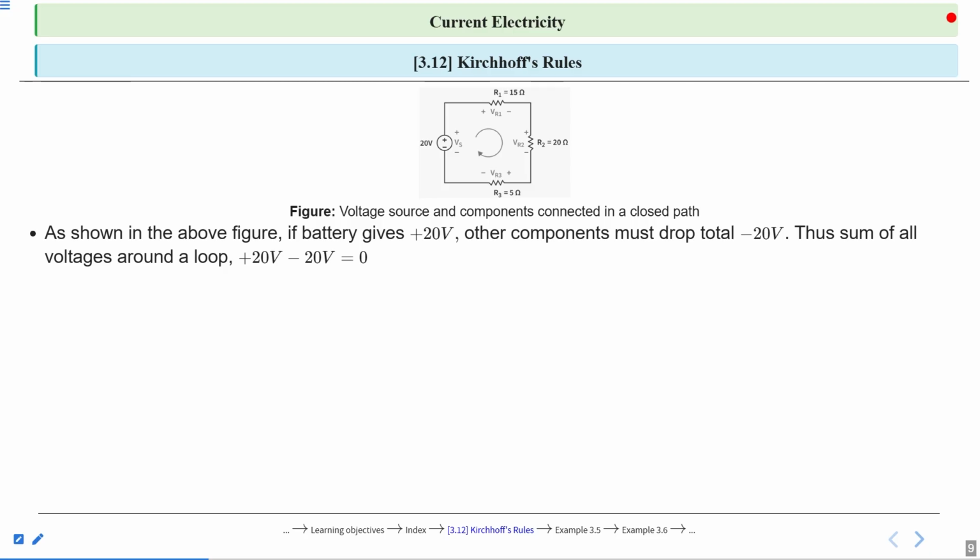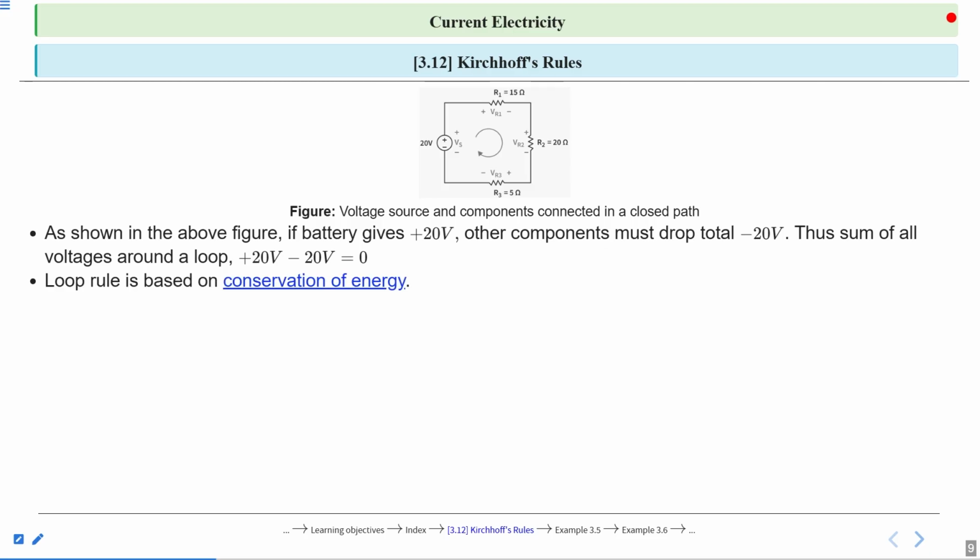As shown in the above figure, if the battery gives plus 20 volt, other components must drop a total of minus 20 volt. Thus, if we take the sum of all the voltages around a loop, it is plus 20 volt due to the battery, and since potential drop is loss in potential as we move in the circuit, it is minus 20 volt. So the net change in potential will be zero: gain of plus 20 volt at the battery and drop of minus 20 volt at the other components result in zero.